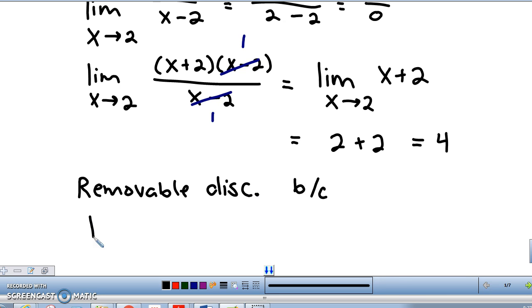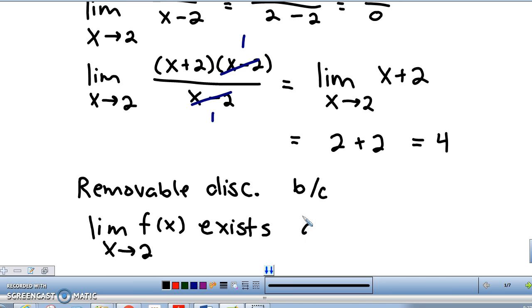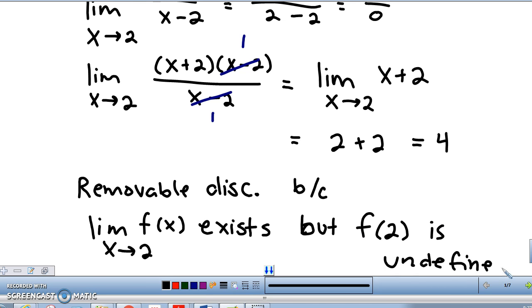Because the limit of the function as x approaches 2 exists, but f of 2 is undefined. Okay?